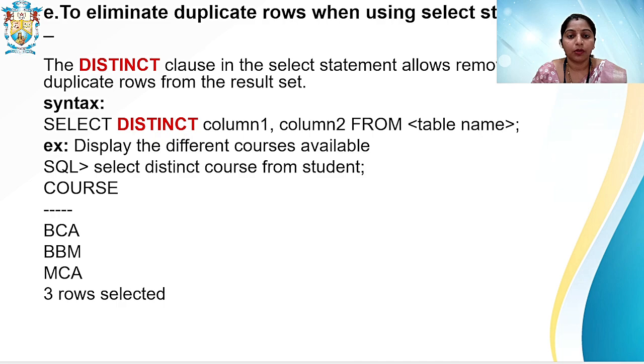Select distinct column 1, column 2 from table name. Now we'll see the example: select distinct course from student. Here we have the different courses, that is BCA, BBM, MCA, which will be displayed. The values which are distinct, which are not repeated, will be retrieved.